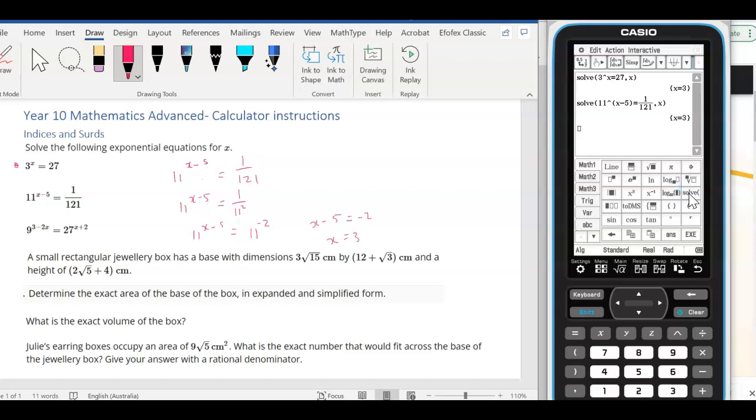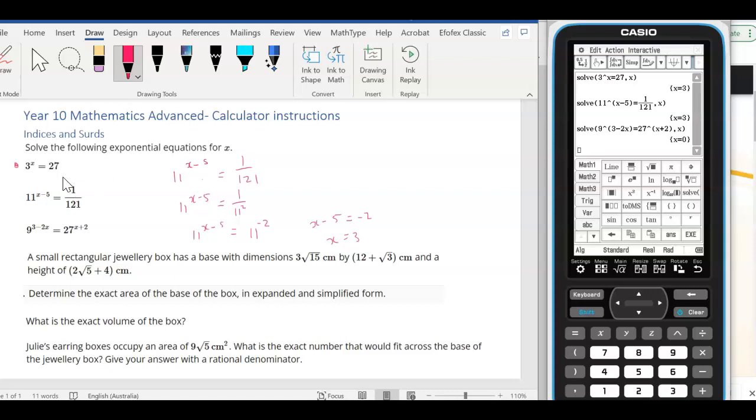All right, and just rounding off, for the next one we've got solve 9 to the power. Just make sure that you put your power in brackets because we've got multiple terms there. Equals 27 to the power of x plus 2, making sure that's in brackets also. So we'll just double check what it looks like. Looks good to me, comma x. All right, so x is equal to 0.